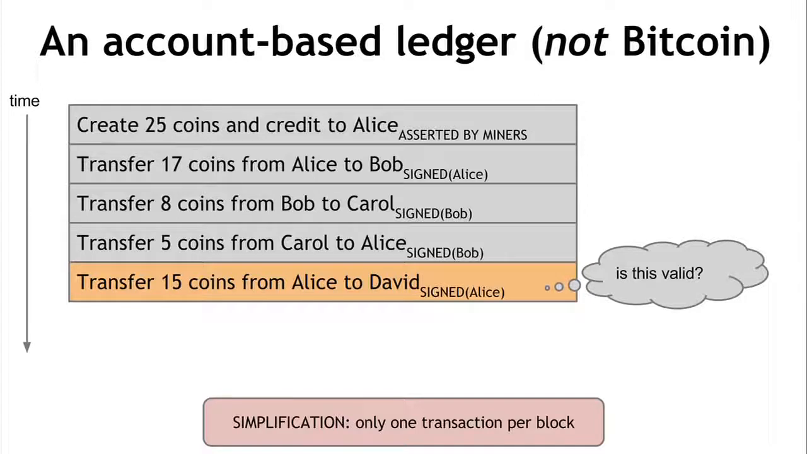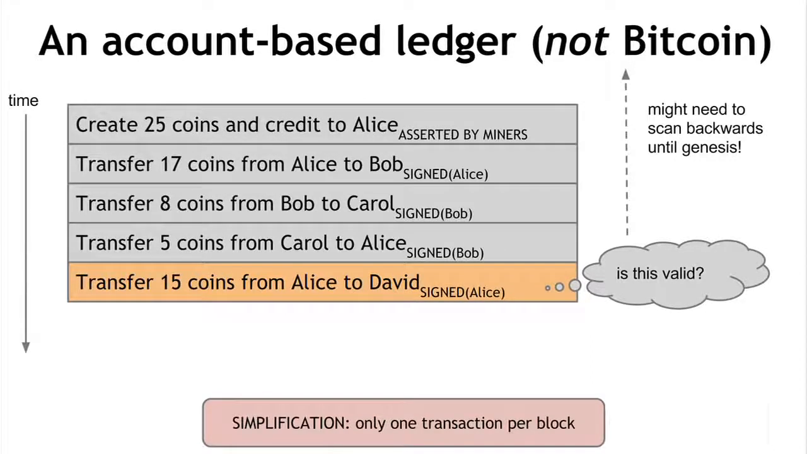So to tell if this transaction is valid or not, we have to figure out whether or not Alice has the 15 coins that she's trying to transfer to David. And to figure that out, we might have to look backwards forever to the beginning of time at every transaction that's ever involved Alice. Every time Alice has sent or received coins, we need to find all of those transactions and add them up to see if she really has the 15 coins that she's trying to transfer to David. And of course, we can make this a little bit more efficient with some data structures that track Alice's balance after each transaction, but that's going to require a lot of extra housekeeping besides the blockchain itself.